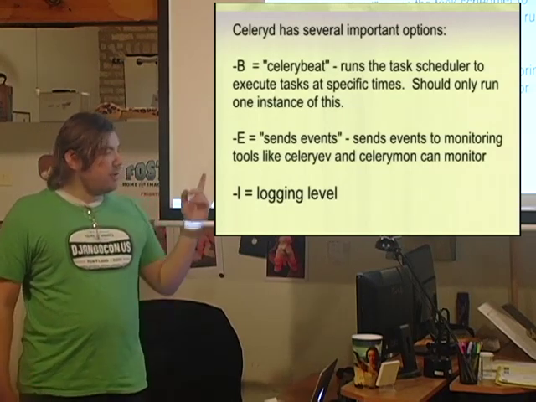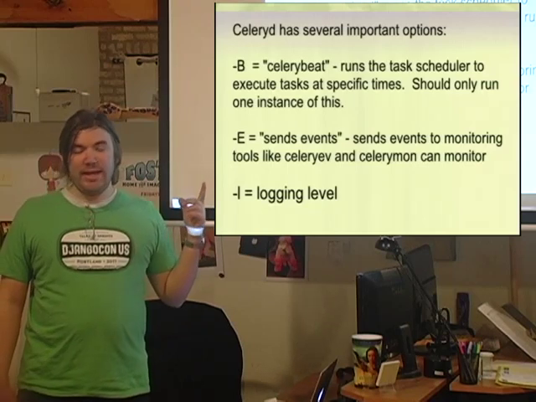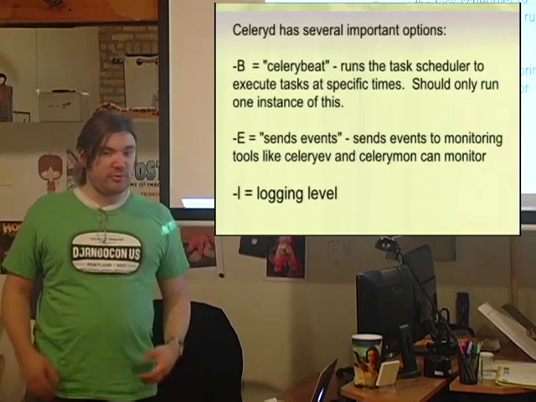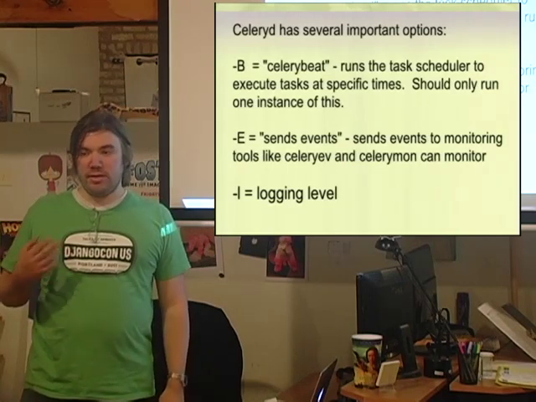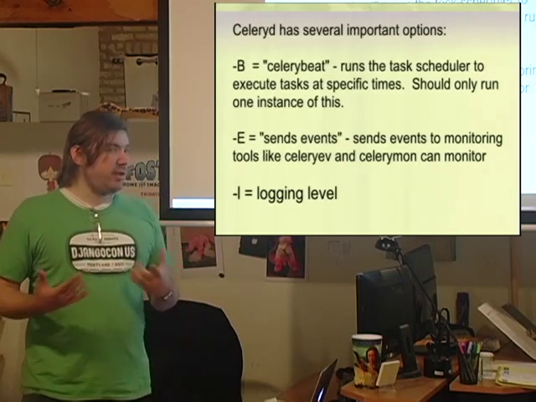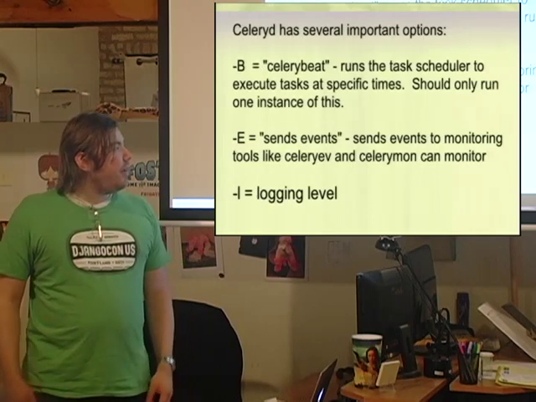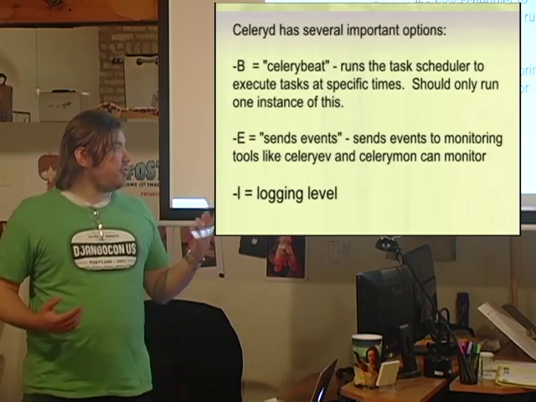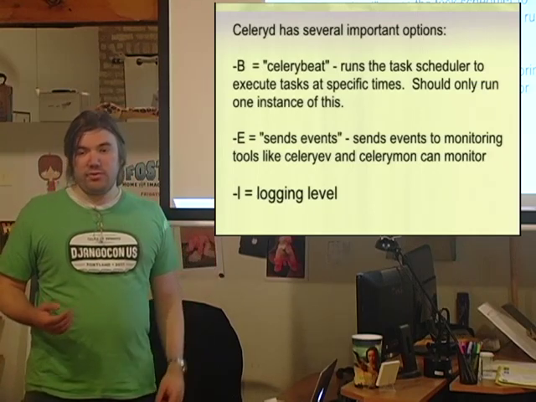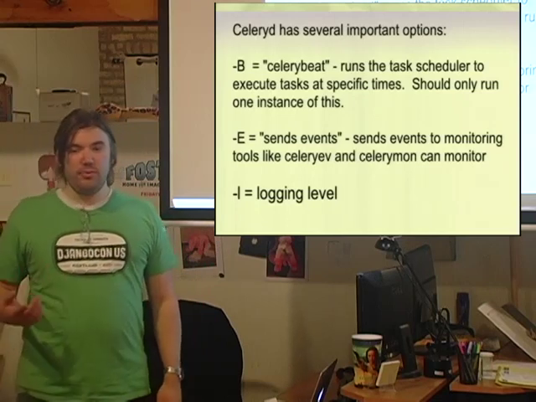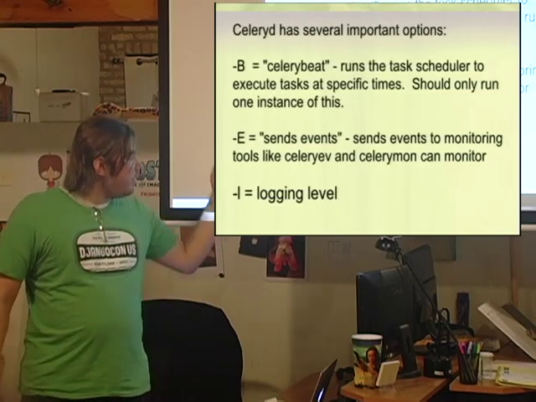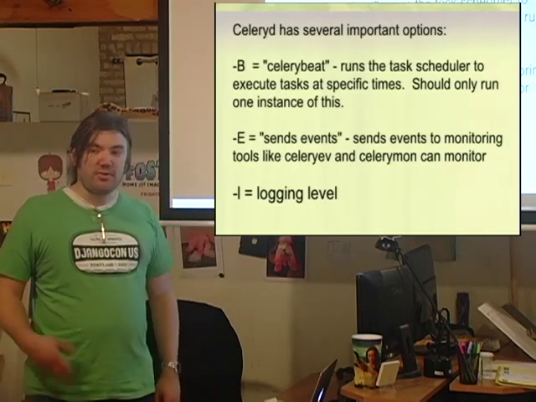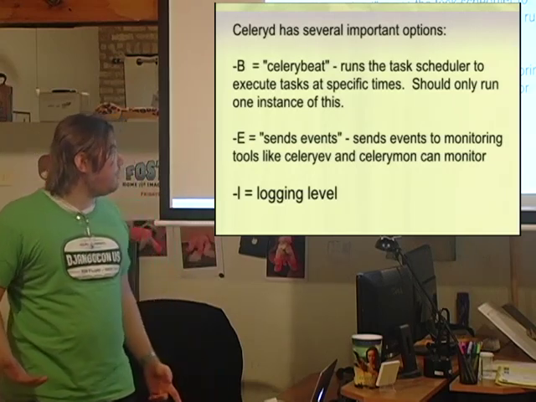The -E option is handy because it sends out events, and events would be like whether or not a task is on schedule or whether or not a task has failed. It basically makes tools like Celery EV and such in the Django admin able to hook in and see the results of the tasks. And then I just put in -L because this is handy for debugging, the logging level.